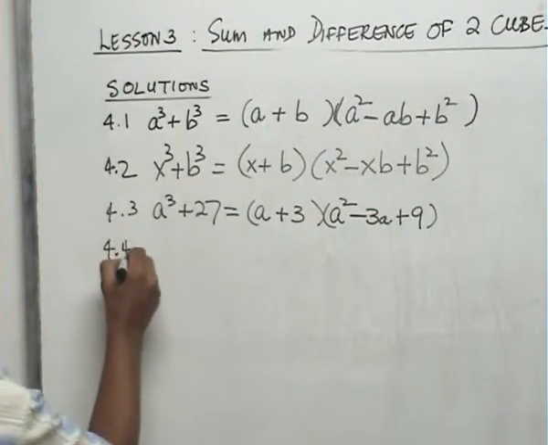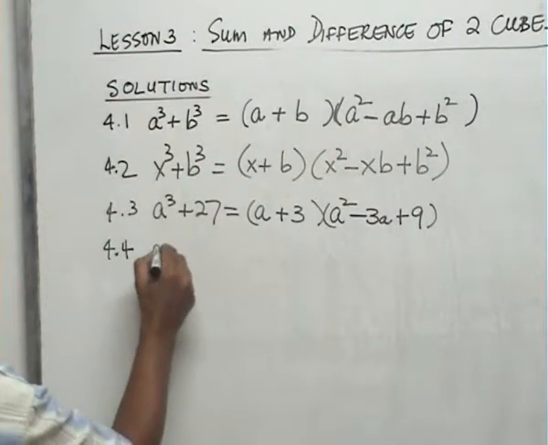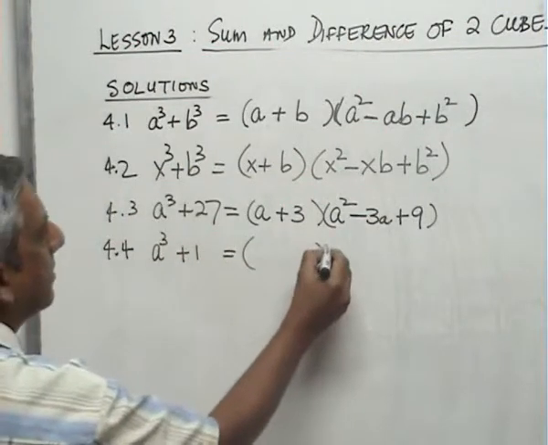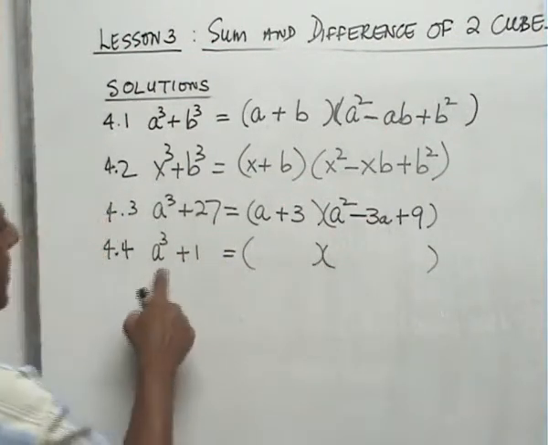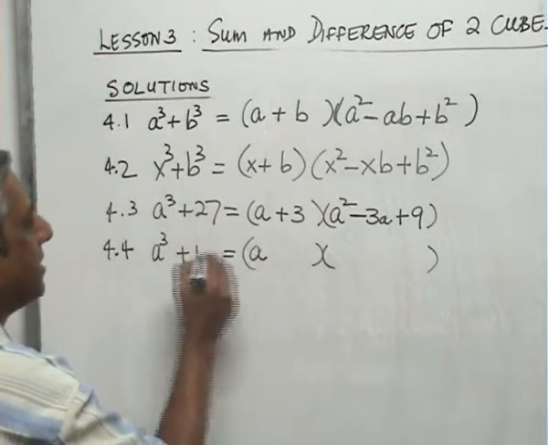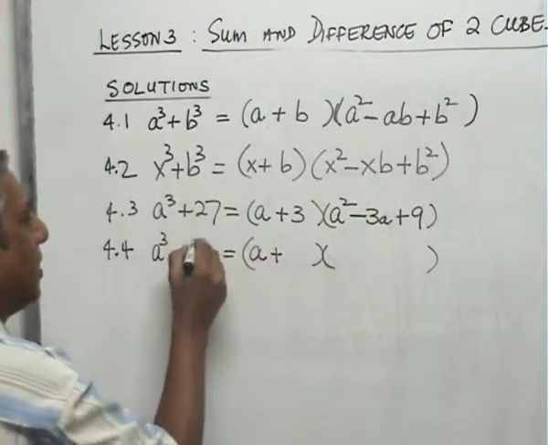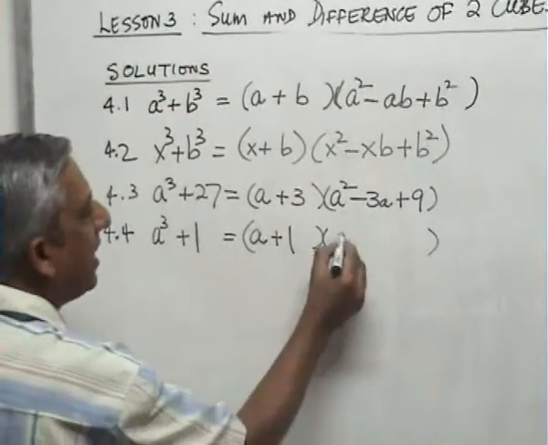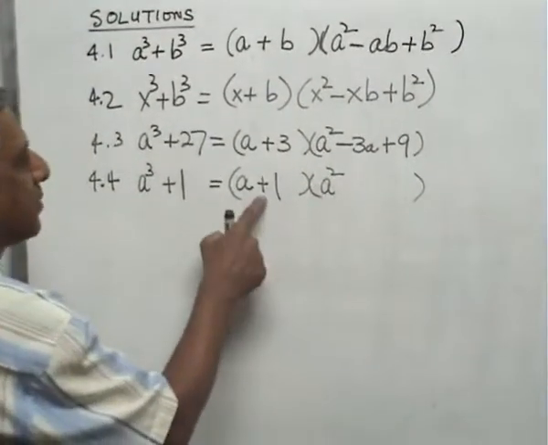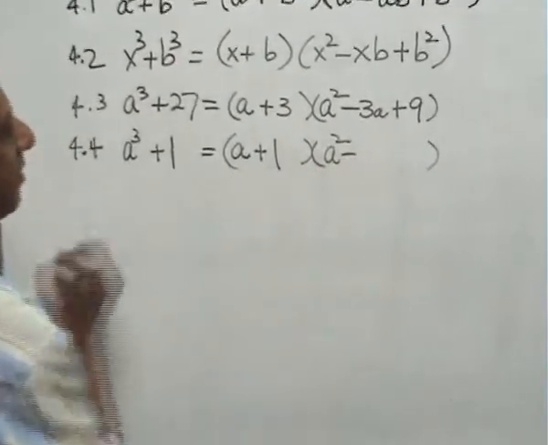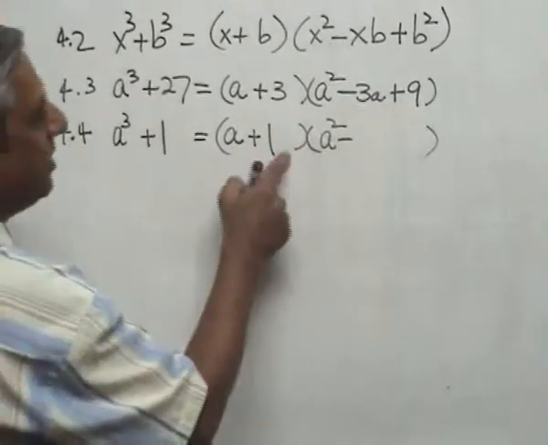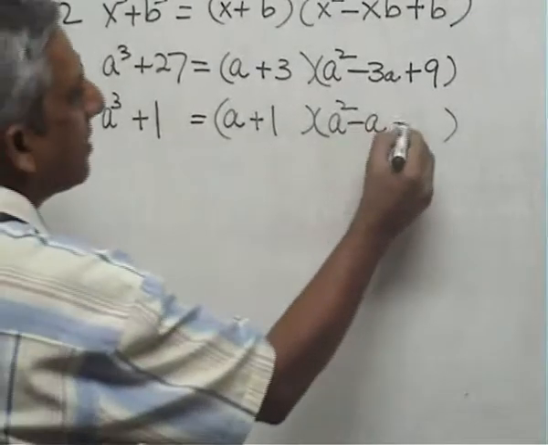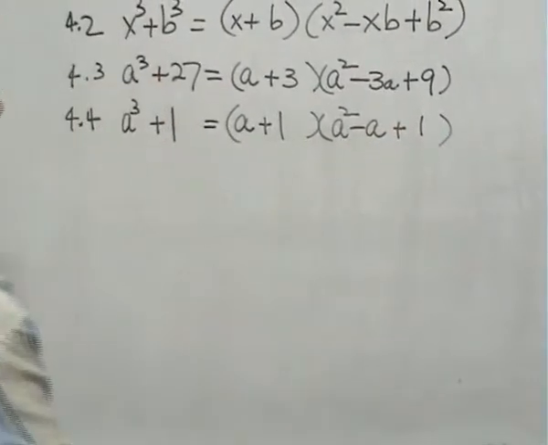Right, let's roll. 4.4. a cubed plus 1. Well, that will give you a. This is plus, that will be a plus. Cube root of 1 is 1. Square the a, a squared. If this is plus, that will be minus. a times 1 is a. And then square the 1, where 1 times 1 is 1.